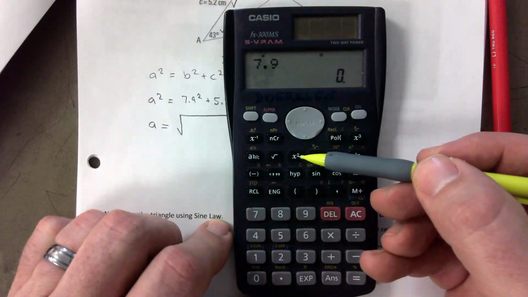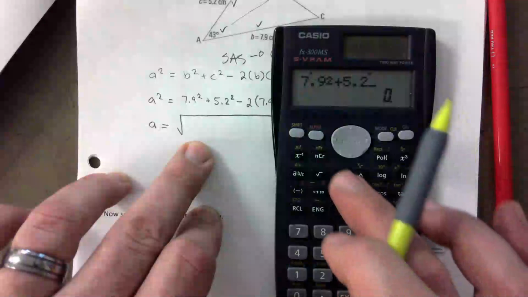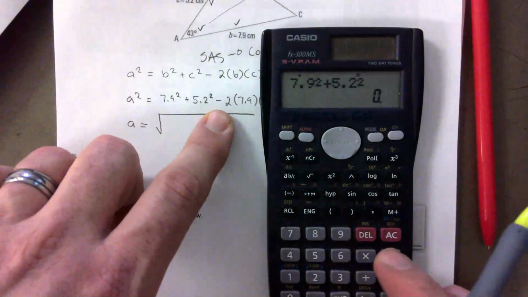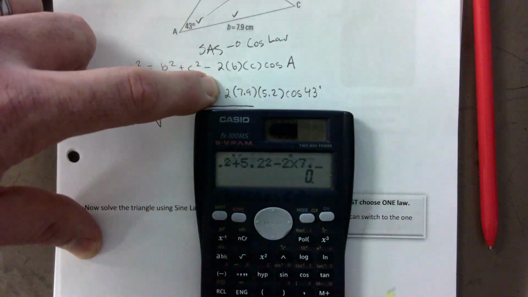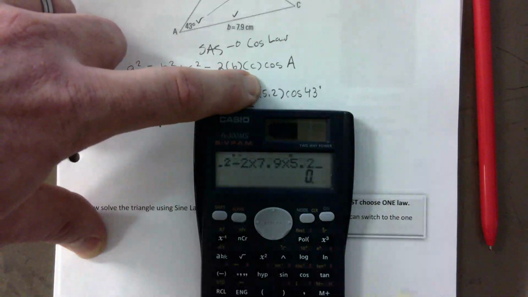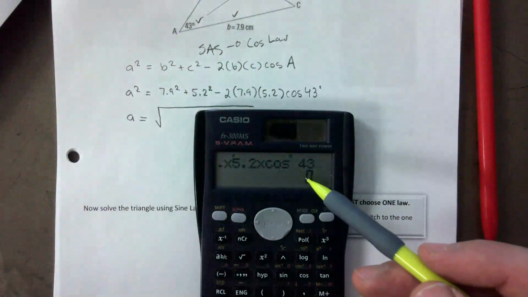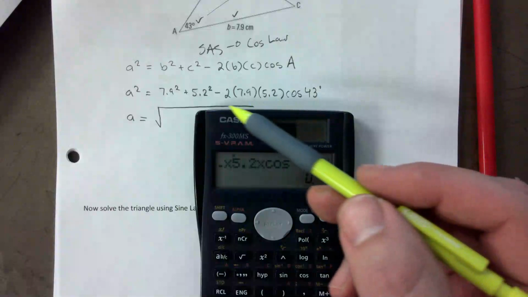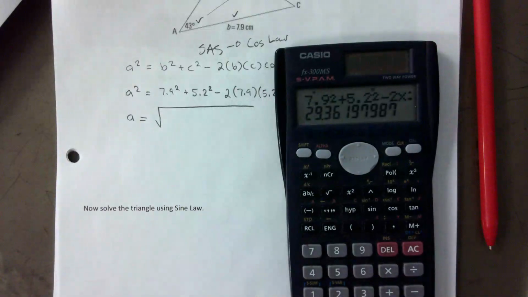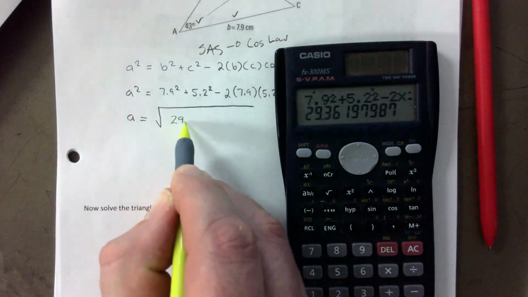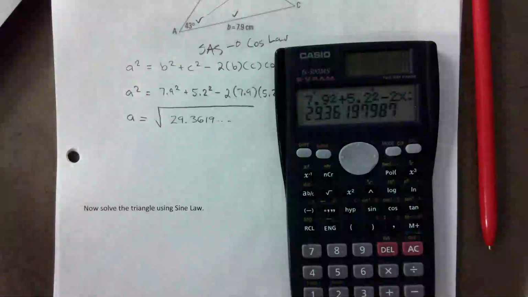That squares it automatically. So I go squared plus 5.2 X2, that squares it, minus 2 times 7.9 times 5.2 times cosine of 43. I typed it all in one shot. If you have brackets and you prefer to use brackets, that's perfect. I hit equals, and that is what I put in here. Do not round. Just leave it like that.